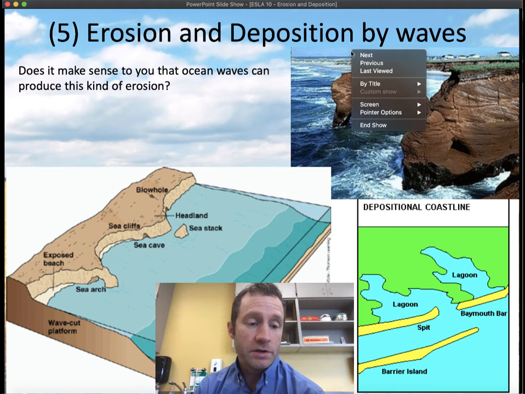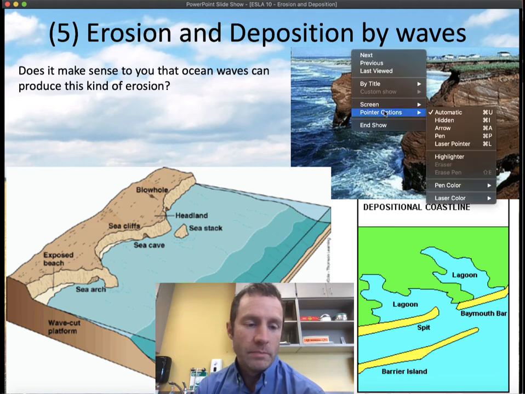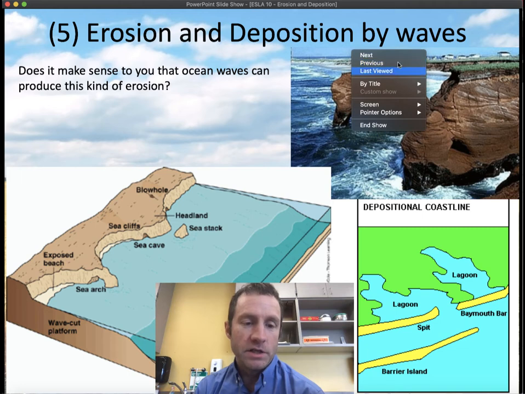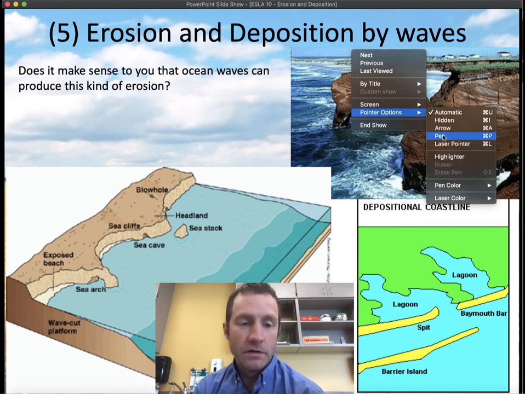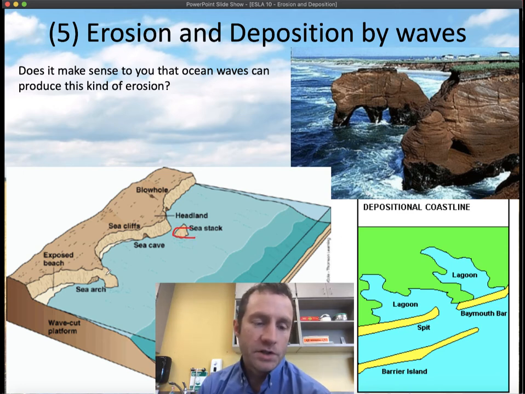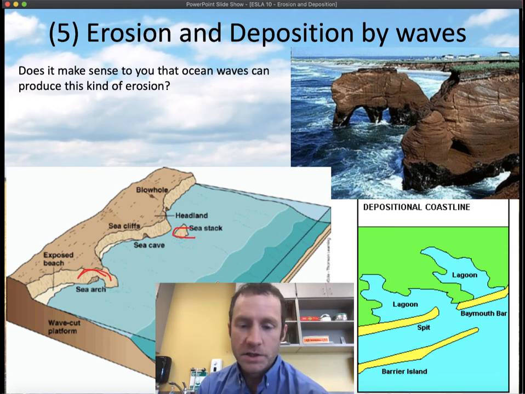features, like a sea arch. You can see one here. Or eventually a sea arch that may collapse, and all you're left with is a sea stack and the headland itself without an arch. The sand, of course, is carried in this interior part.